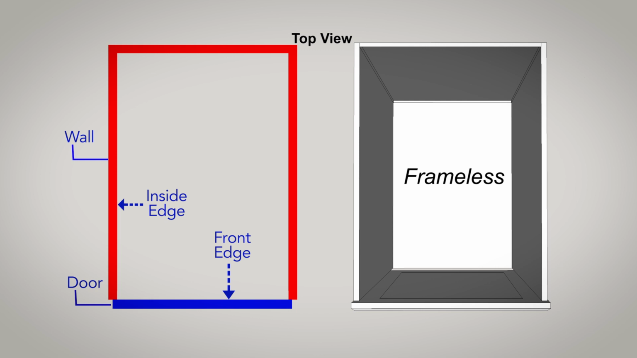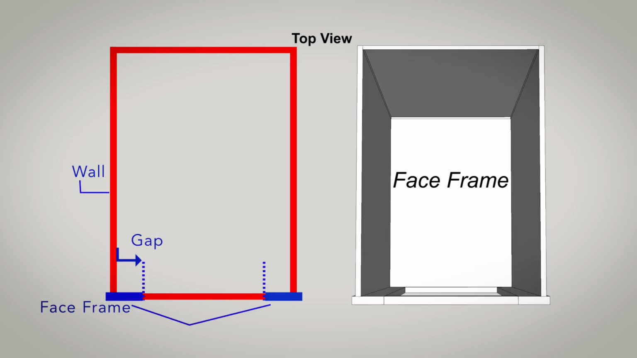Frameless or full access cabinets provide an easy point of reference to the front edge and side wall of the cabinet, as seen here. Face frame cabinets have a space or gap behind the face frame, between the cabinet opening and the side wall. When measuring the distance from the side wall, you will need to add this gap measurement in order for your product to install and function properly.